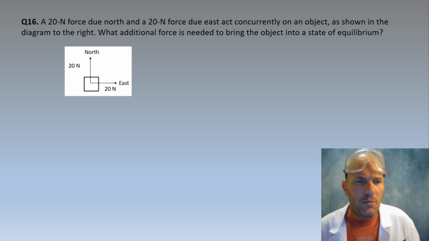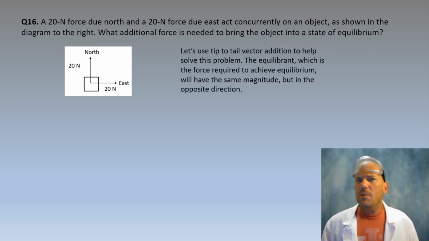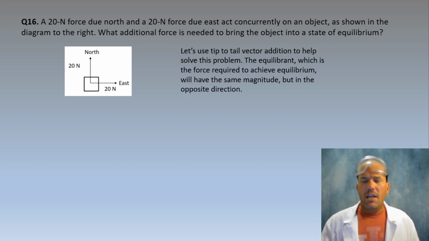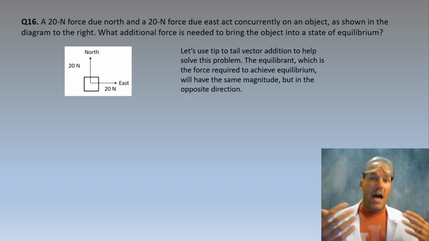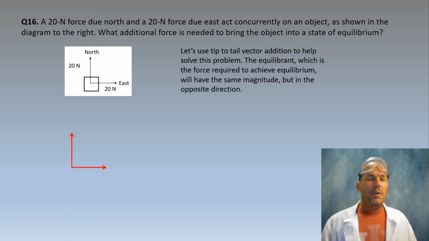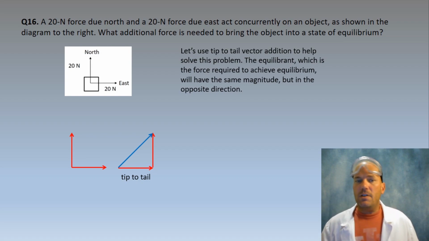So let's look at that real quick here. This is really vector addition. We're going to use tip to tail vector addition, and we're going to look at the equilibrant, which is going to be basically equal in magnitude and opposite in direction. So if we do that here, we have our north vector and our east vector. We can rearrange these and use tip to tail vector addition.